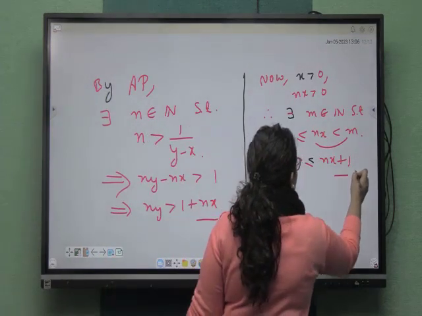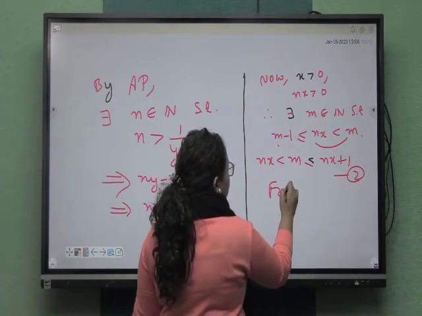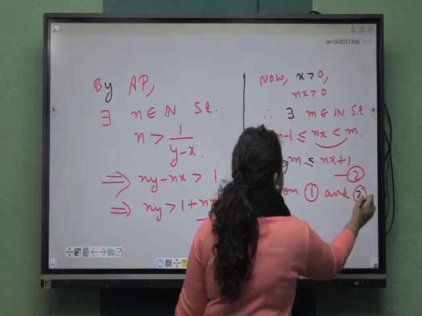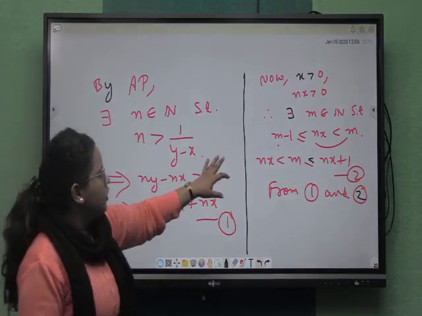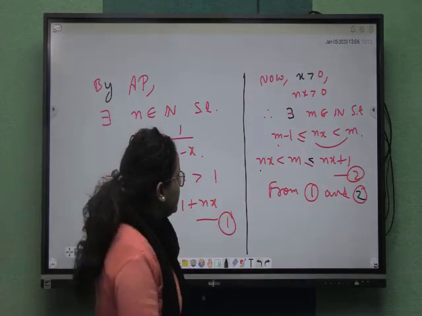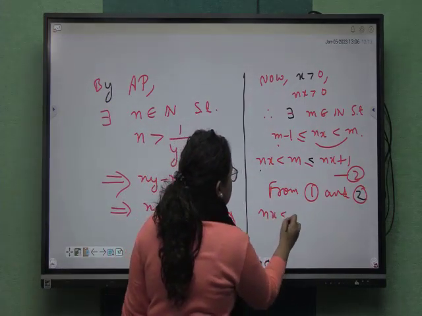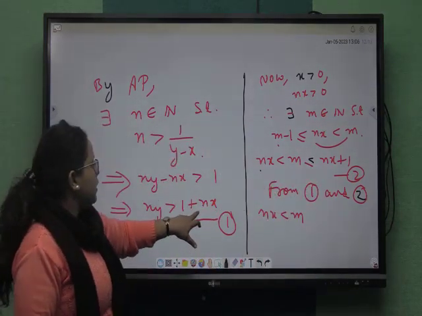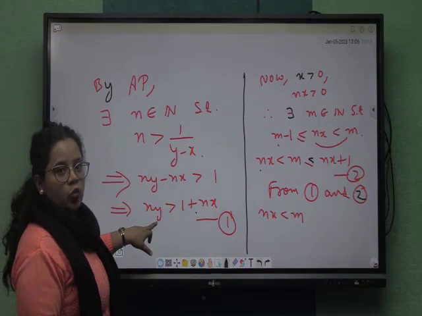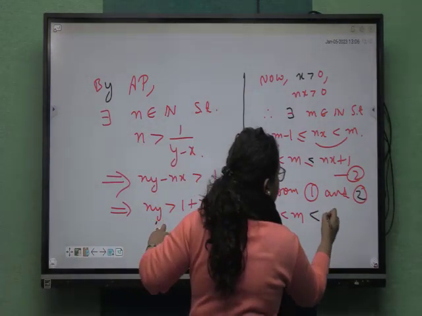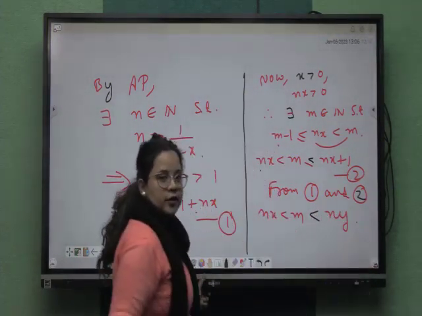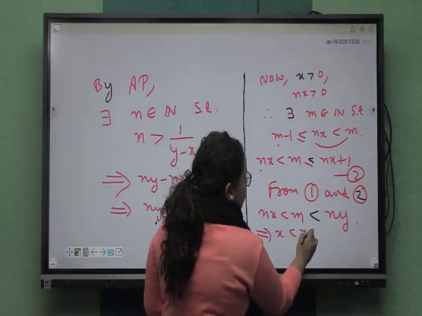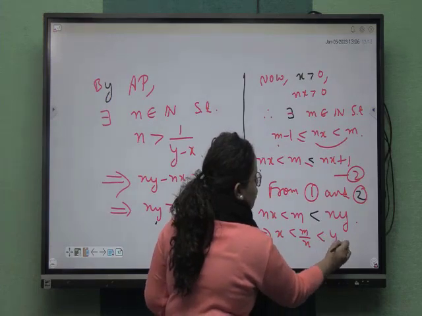Now from 1 and 2, see this: from 2, n x is less than m, which is less than or equal to n x plus 1, and further n x plus 1 is less than n y. So combining both, we get this result. This implies x is less than m by n, which is less than y.